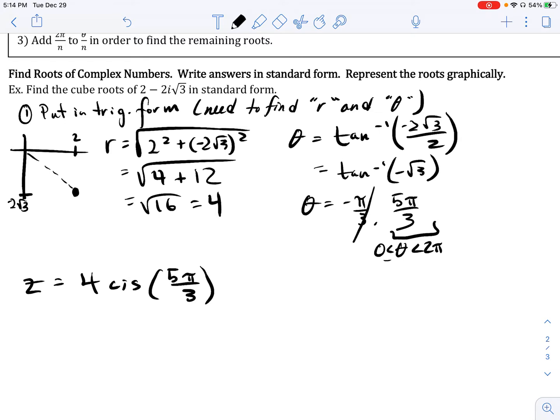Now that we've written this number in polar form, we're now going to find the cube root of it. In other words, we're going to say, okay, z to the 1/3 is equal to the cube root of 4, our modulus. And then we're going to do now that n value, which is 1/3, times our first angle, 5 pi over 3. And that is going to give us, and then we're going to keep in mind that we want to find any additional angles as well. So this is going to give us our first angle.